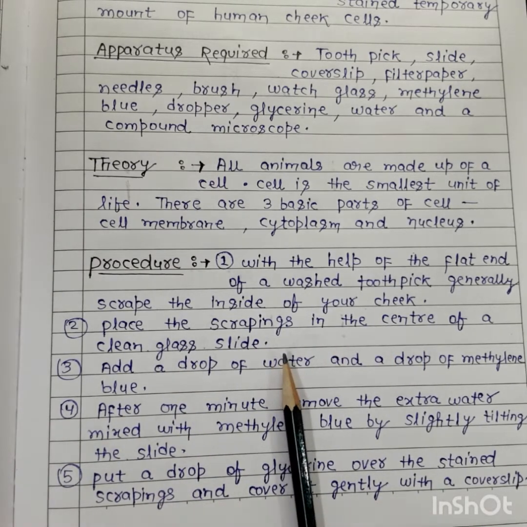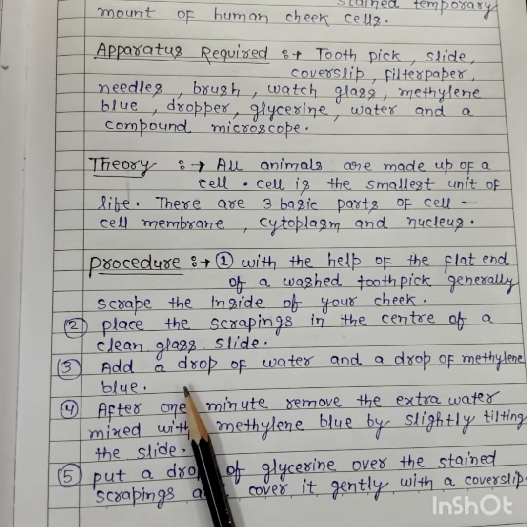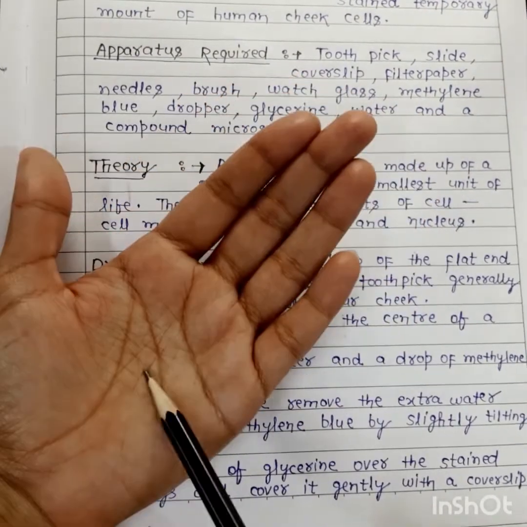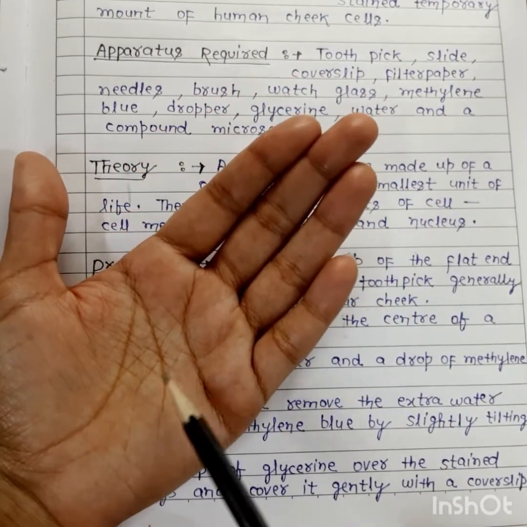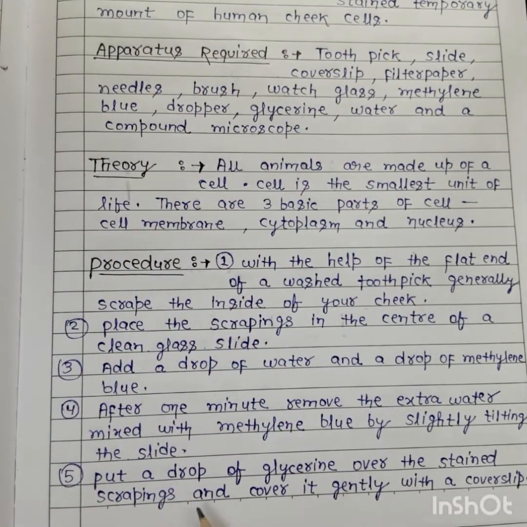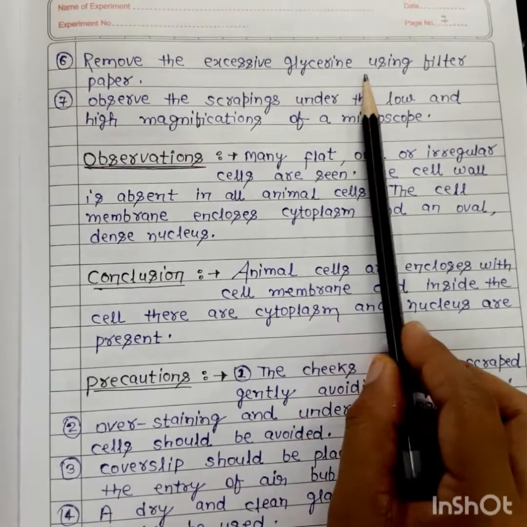After picking that sample, we have to put it on the glass slide, and add a drop of water and a drop of methylene blue. After 1 minute, we have to remove the extra water mixed with the methylene blue by slightly tilting the slide. So if water is in excess, by tilting we can remove that excess water. Put a drop of glycerine over the stained scraping and cover it gently with a cover slip. Then remove the excess glycerine using filter paper.